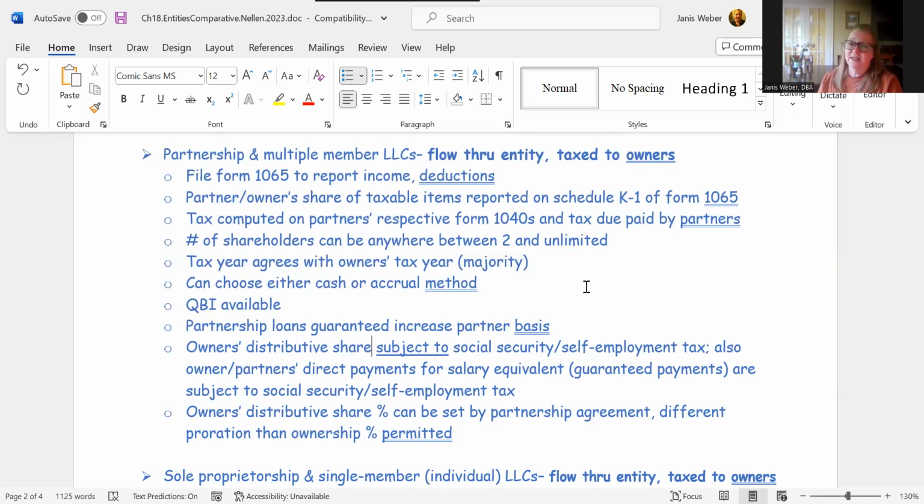So if everyone is in agreement, and that partnership agreement has to be signed by all of them, and it states that it's okay to split all these profit, loss, and capital in these ways, then it can be done.